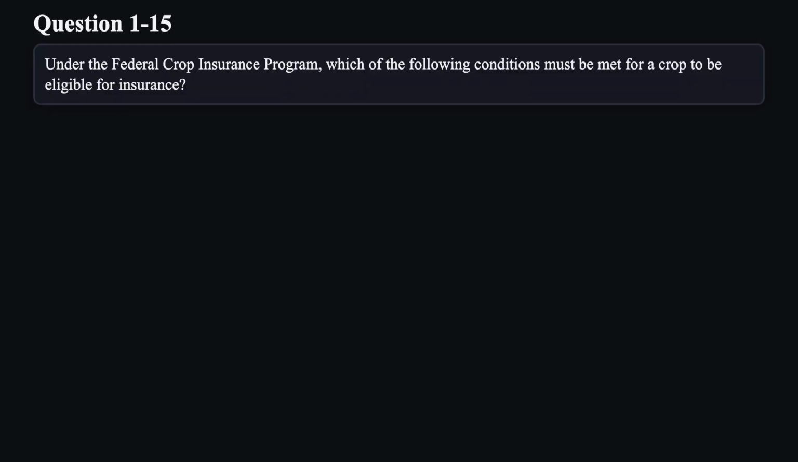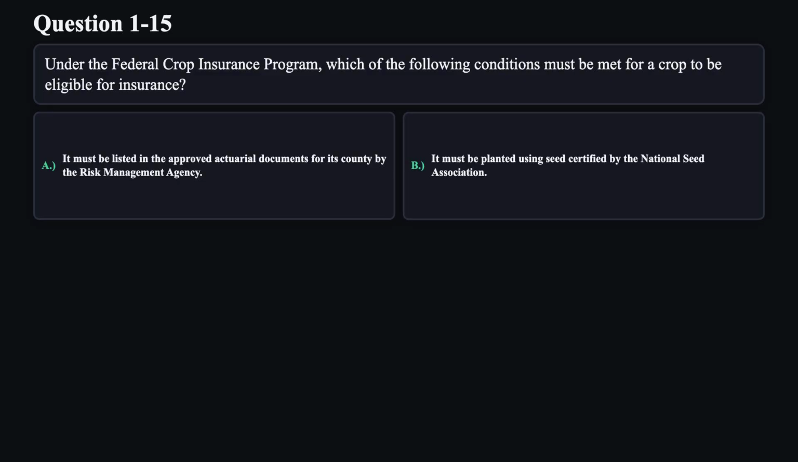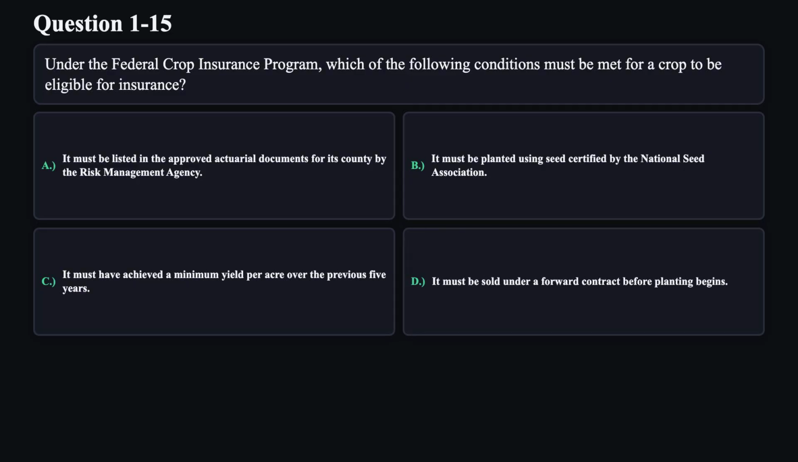Question 15. Under the federal crop insurance program, which of the following conditions must be met for a crop to be eligible for insurance? A. It must be listed in the approved actuarial documents for its county by the Risk Management Agency. B. It must be planted using seed certified by the National Seed Association. C. It must have achieved a minimum yield per acre over the previous 5 years. D. It must be sold under a forward contract before planting begins.